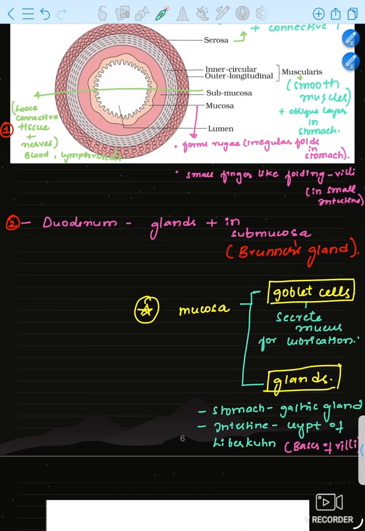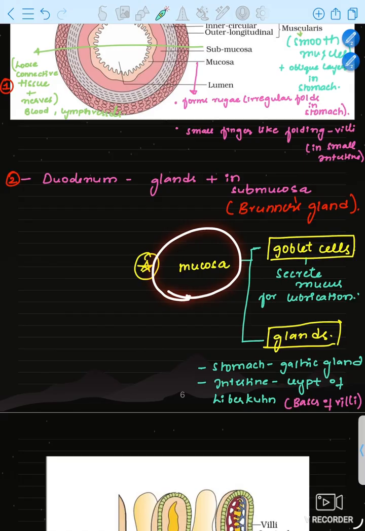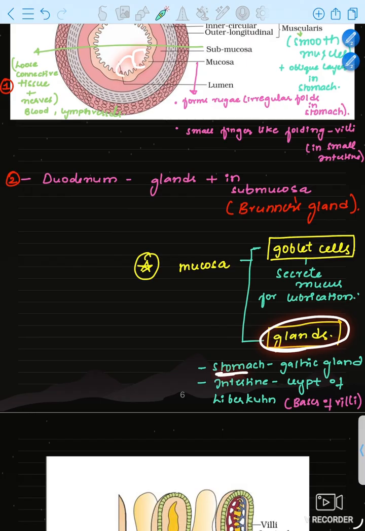Still we are not yet completed with the mucosa. We just discussed mucosa in stomach and small intestine, but mucosa contains goblet cells also, which secrete mucus. It is the innermost layer, right? So it secretes mucus for lubrication of the food, for easy passage. And it also contains glands. Like in stomach it has gastric glands, which produce gastric secretions and help in digestion. And in intestine we find crypts of Lieberkühn at the base of the villi.